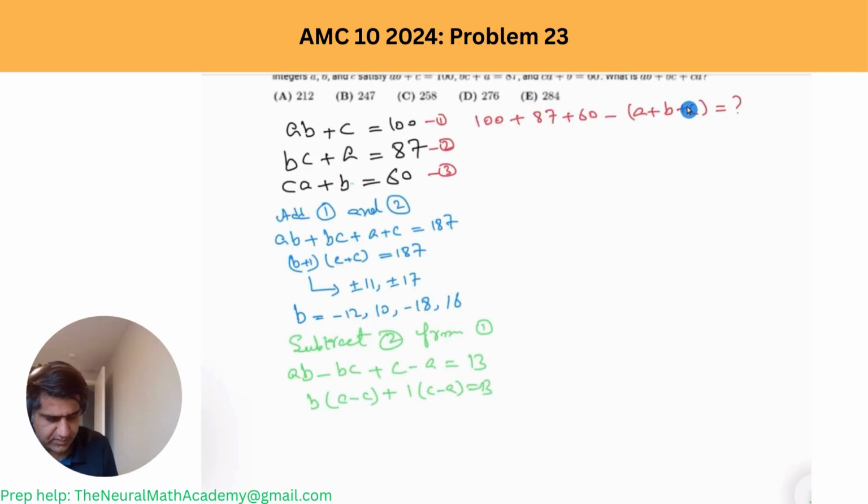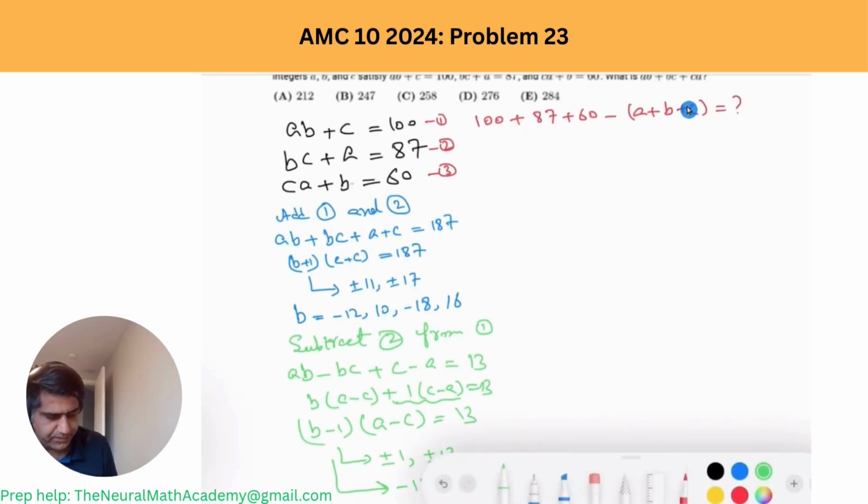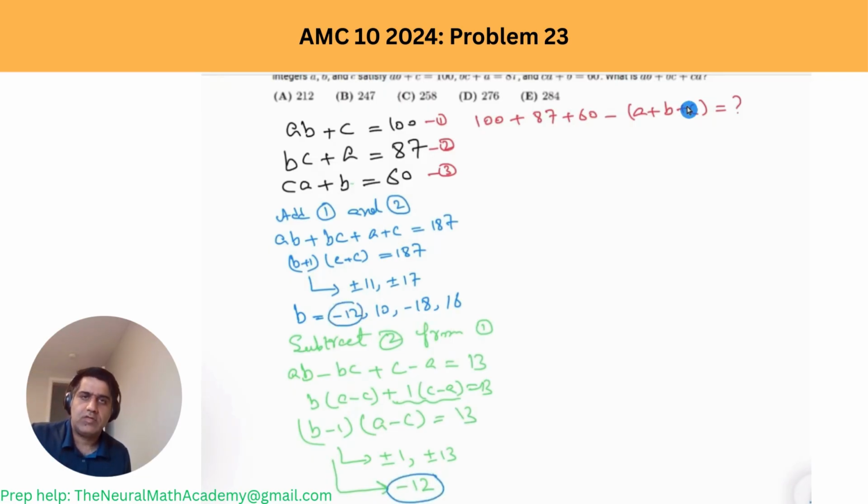Or I can then write it as, since this is not the same pair, so I would have to write then as B minus A and A minus C equal to 13. Now the possible values for B minus 1 that I have are plus minus 1 and plus minus 13. And the possible value of B that I would get is negative 12. So if I see from both of these equations, I'm getting negative 12 as common in both. So that means that negative 12 is the answer for B.